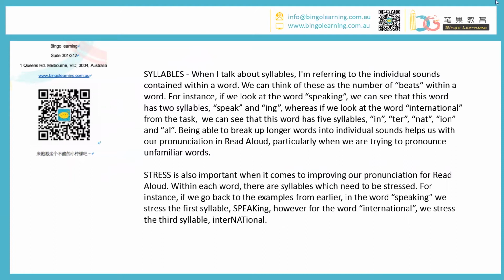The first of which is syllables, as we can see here. When I talk about syllables, I'm referring to the individual sounds that are contained within a word. We can think of these as the number of beats within a word. So for instance, if we look at the word speaking, we can see that this word has two syllables, speak and ing. Whereas if we look at the word international from the task that we're going to be looking at today, we can see that this word actually has 5 syllables, in, ter, na, shun, ul.